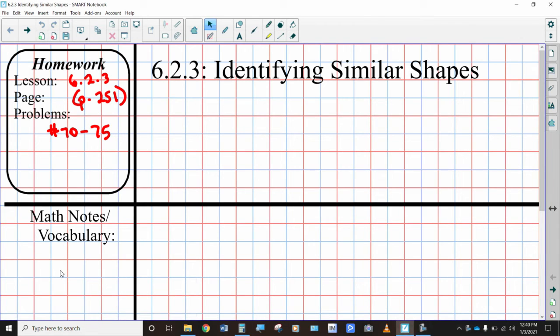Alrighty, let's take a look at lesson 6.2.3. This is called Identifying Similar Shapes.